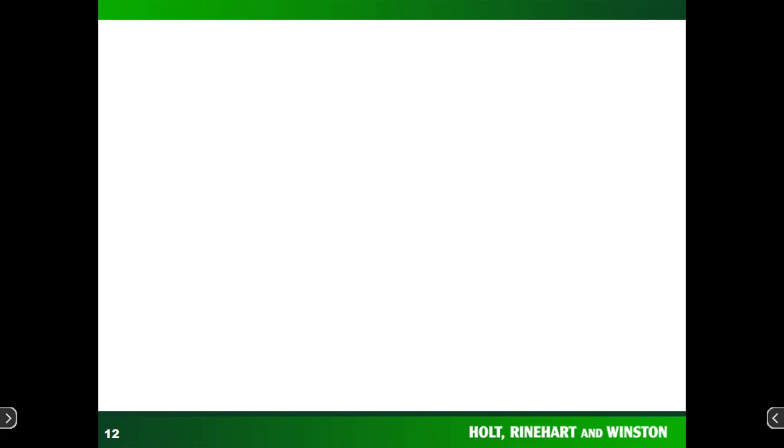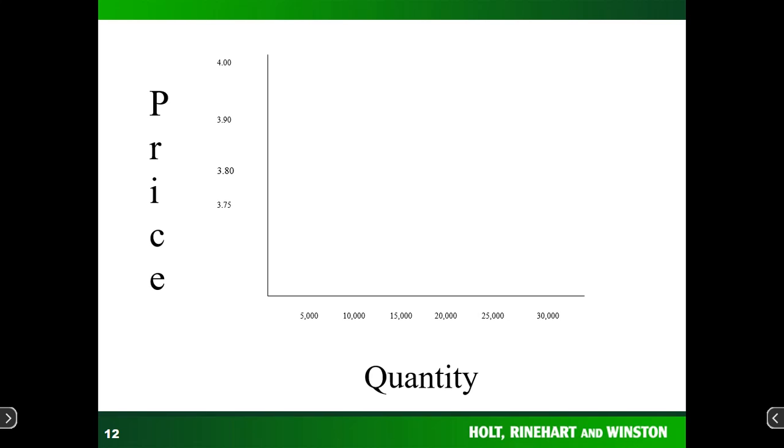All right, so here's what the graph is going to look like. I didn't give you much time on this one because this is the first one, so we're going to do it together. So always start by drawing this part of the graph. Price always goes on the left side. Quantity always goes at the bottom. And then we plot the points. At $4, 5,000 quantity demanded.